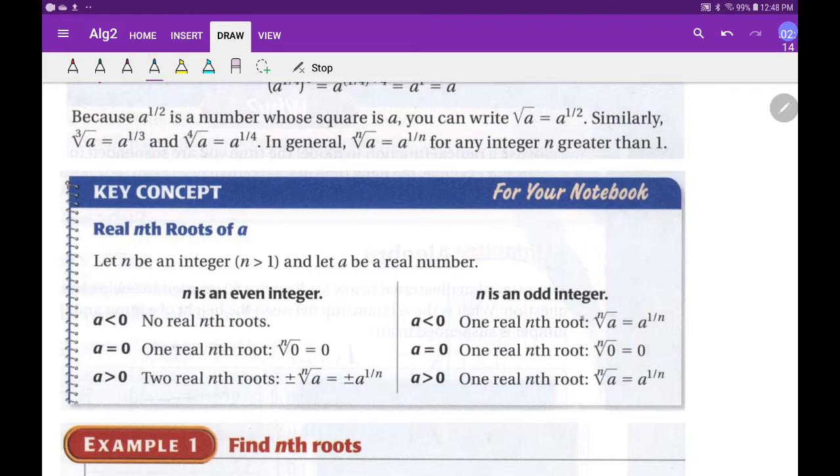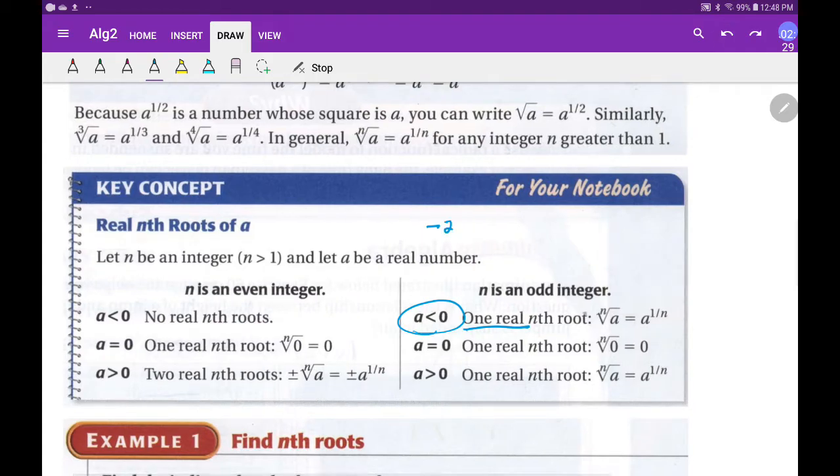Then if n is odd and a is less than 0, I do get a real root. For instance, if we said the third root of -27, then it's -3, right? So if it's an odd integer and a is less than 0, it's a lot less, -27, and I do get a real root, okay? And I'm allowed to have that negative sign if it's odd.